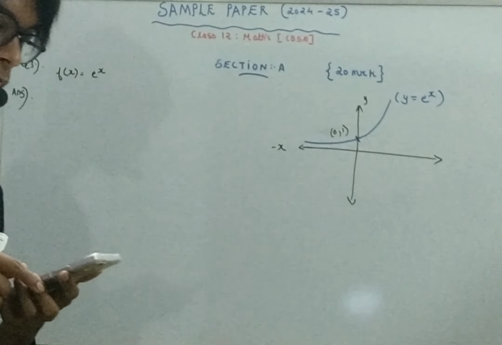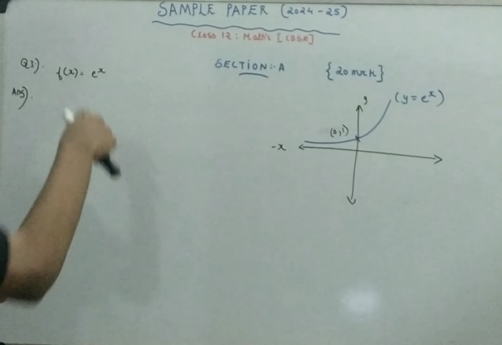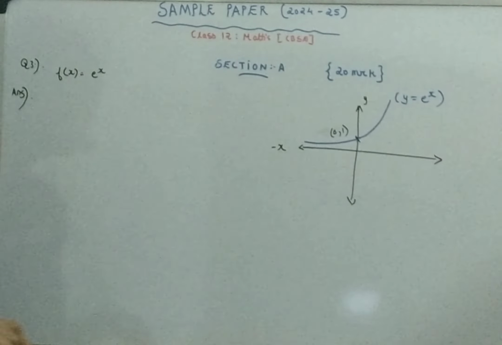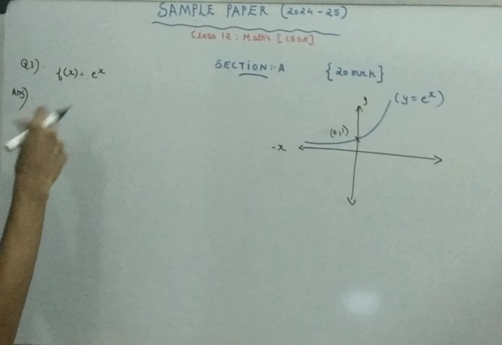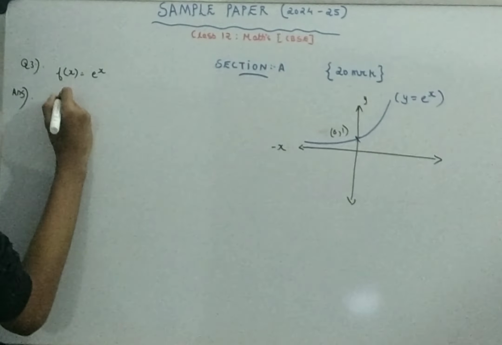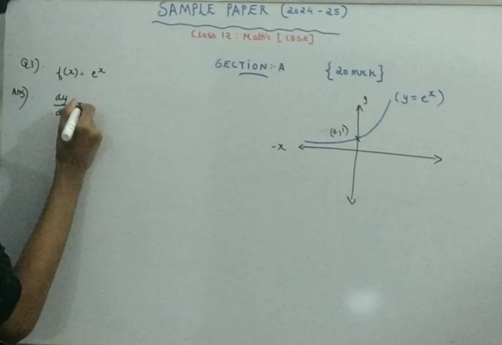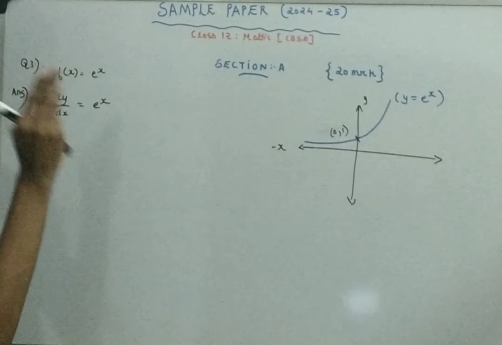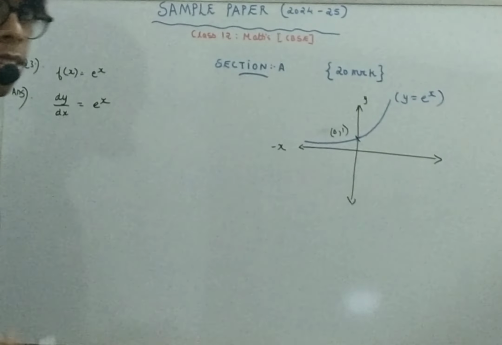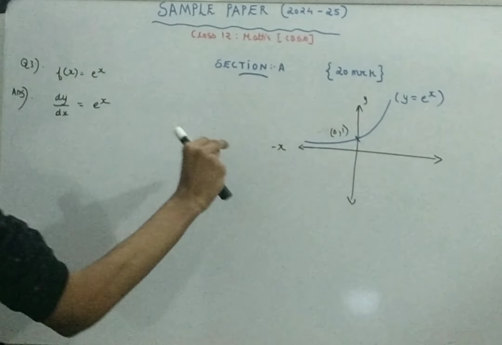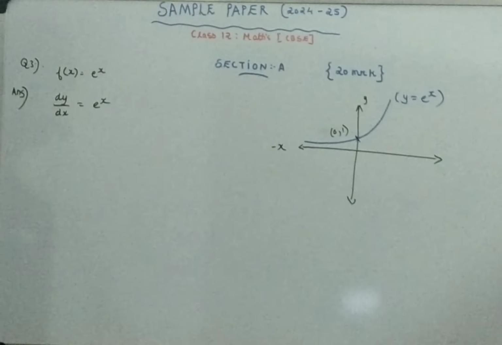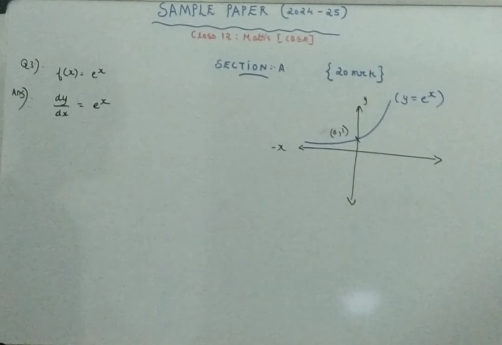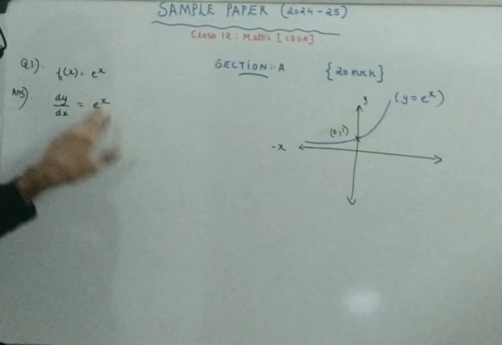Third question: the interval in which the function f defined by f of x is equal to e raised to x is strictly increasing. So this is the question. In order to find strictly increasing, first of all, let us take the function e raised to x. We know the differentiation of e raised to x is e raised to x itself. It is given that the function e raised to x is strictly increasing, and we need to find the intervals in which this function is increasing.